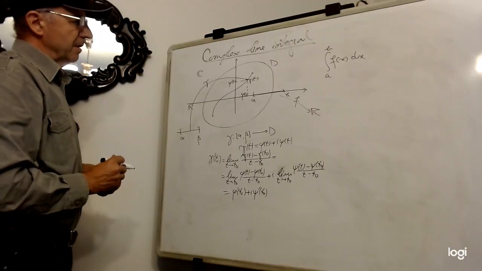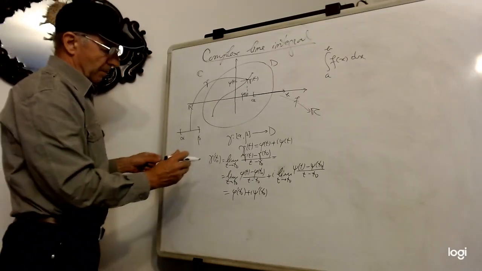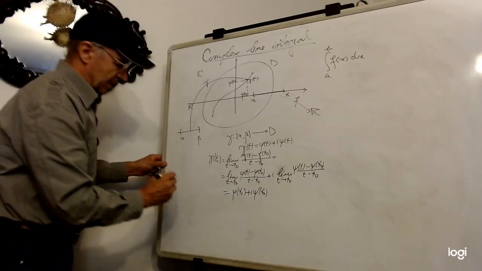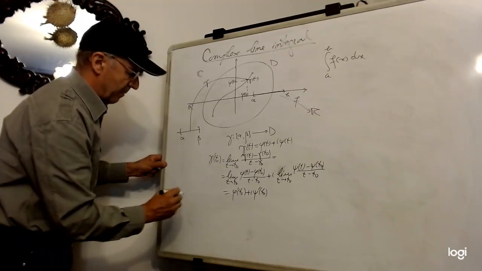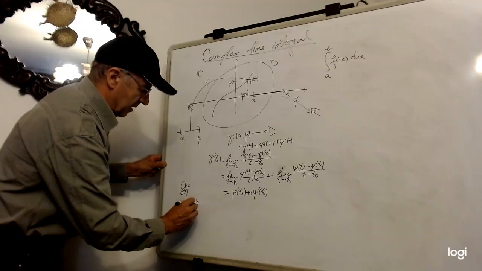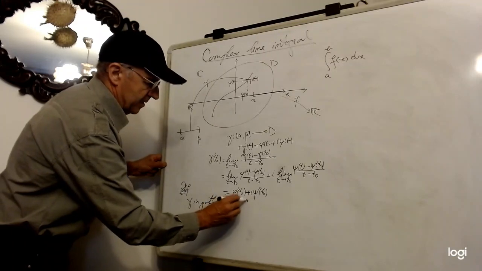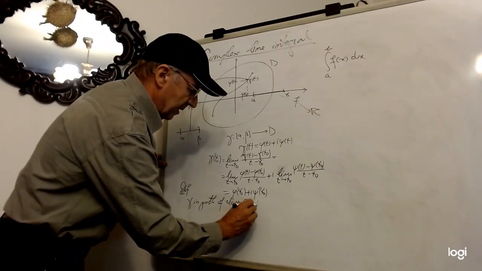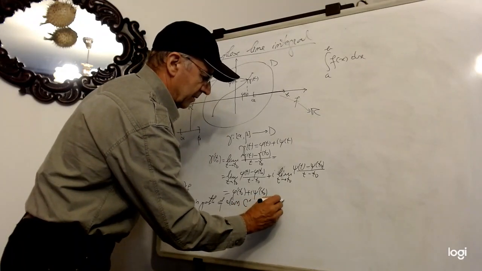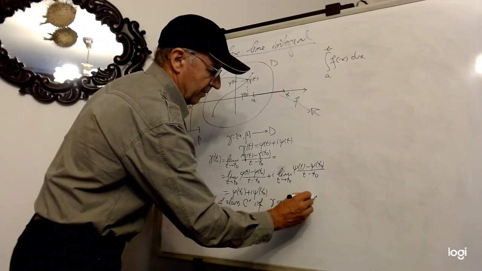We consider in the definition of the complex line integral a path of class C1. Definition: we say that gamma is a path of class C1 if gamma and its derivative are continuous.